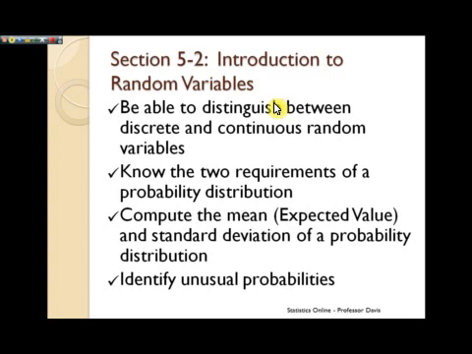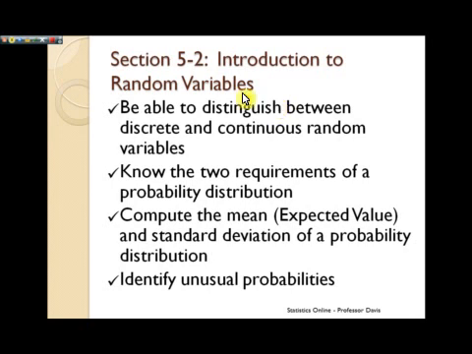And the reason we're computing the mean and the standard deviation is to identify unusual probabilities. Those are values of a random variable that are more than 2 standard deviations beyond the mean. So that's where we get into that mu plus or minus 2 sigma thing as the bounds for unusual probabilities. So make sure you look over that.